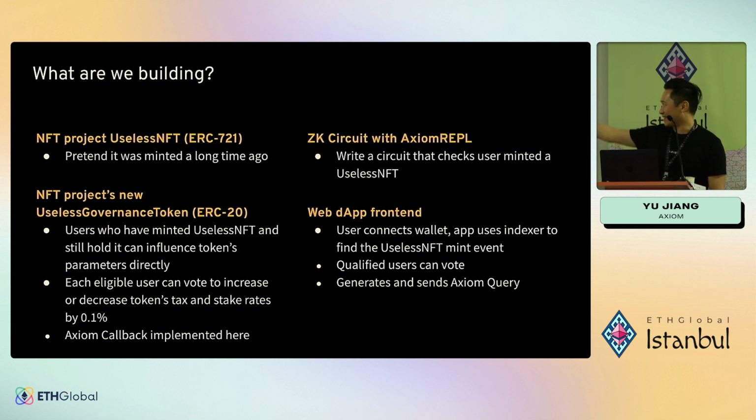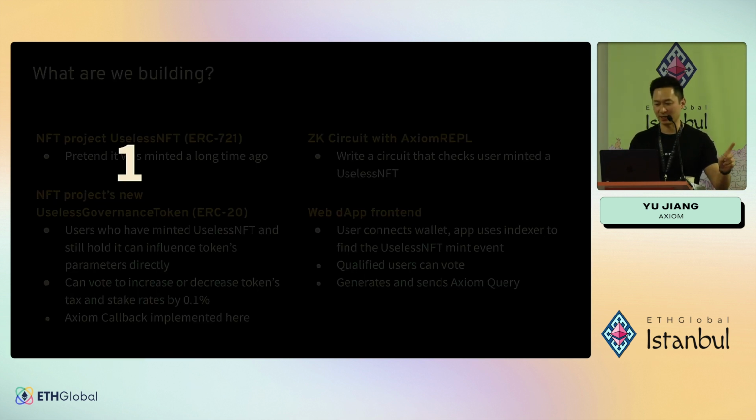But then we have this web DApp front end, right? So users will connect a wallet. An app uses an indexer to find the useless NFT mint event, and then qualified users can vote, and then it generates and sends a query to Axiom. All right. So this is part 1, part 2, part 3, and part 4.